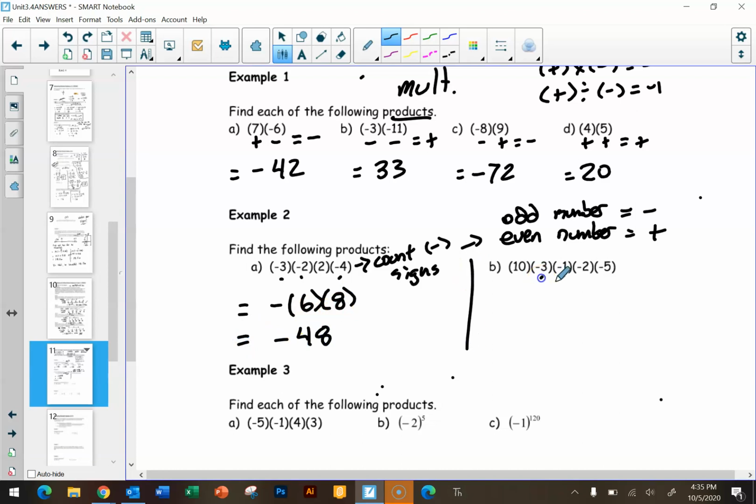Okay, let's do the same thing here. We've got 1, 2, 3, 4. So we've got 4 negative signs, that's an even number, so it's going to be a positive answer. Let's just keep that in mind. We've got 10. Now I'm just going to ignore the signs completely, because I've already taken care of it. I know it's going to be a positive. So 10 times 3 is going to be 30, and then 1 times 2 is going to be 2, and then there's just a 5 on the end. So that's 60 times 5. What's 60 times 5? 300.